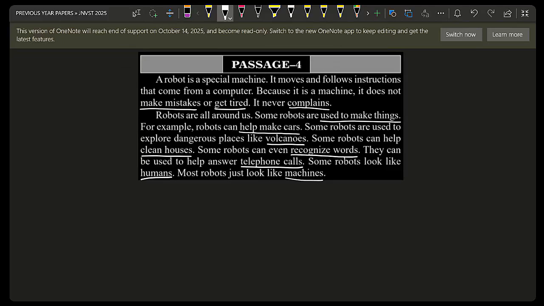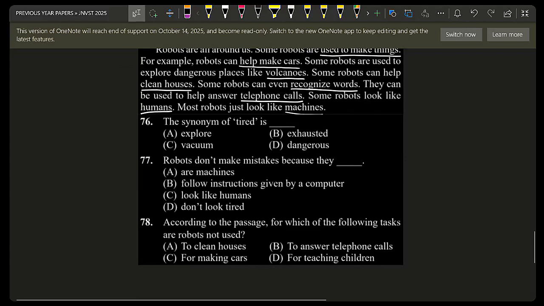So let's try to answer the questions now. 76th one. The synonym of tired is what? What is the synonym? Same meaning. Explore means something we don't know, and we want to know more and more about it. We can use that word, explore, but it is not the synonym of tired. Yes, tired and exhausted are the same.